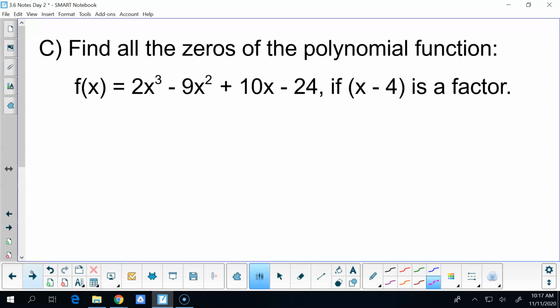Find all the zeros of the polynomial function. So the key here is all. Last week we were just finding real ones. Now we're finding all.